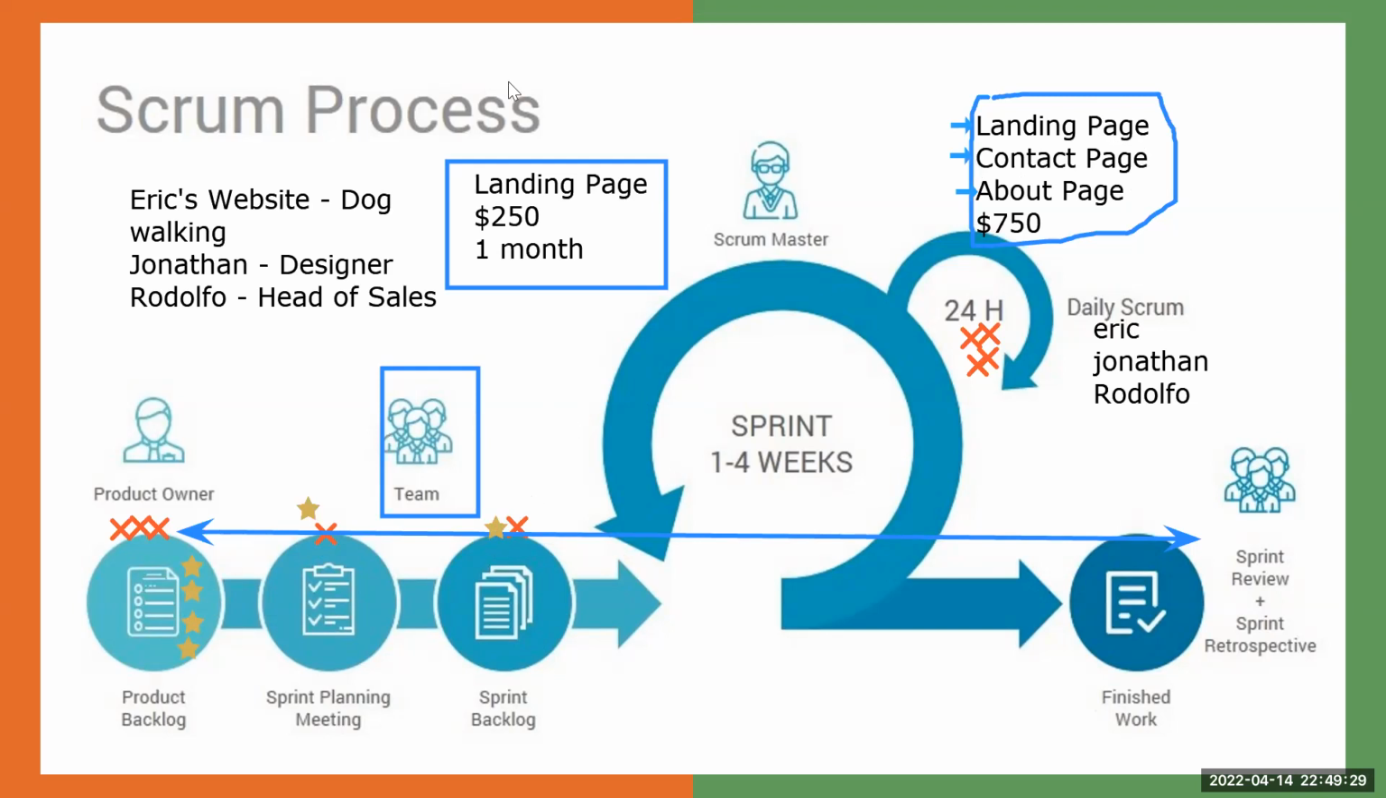All right, 4 weeks go by. And now we have the changes Eric wants and the contact page that Eric likes. We come back down here to sprint review. And I say, wow, this contact page looks great. Here's another $250. All right, sounds good. Now we're going to do the about page, right? We already did the first 2. Now we're going to do the about page.